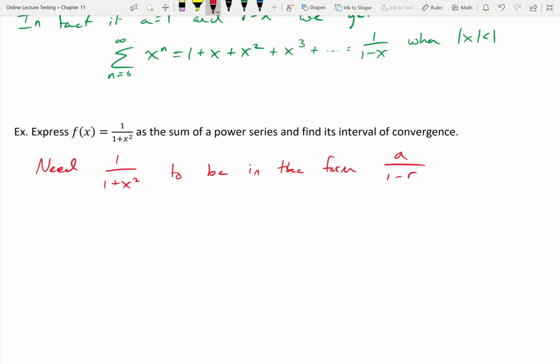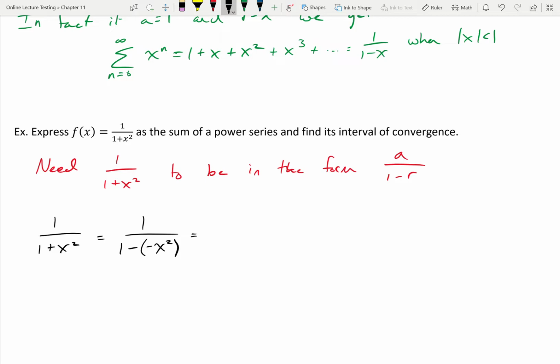All right, so let's see. Can we rewrite this? What we're doing here is seeing if we can find our a and r. Well, I need a negative in here. One way to do that is to rewrite 1 over 1 plus x squared as 1 over 1 minus, well, if I pull a negative out here, I need a negative to come back, negative x squared. Now notice here, this is distributing the negative, so that's going to be positive. So it's not negative x to the second power, it's negative x, quantity squared. So notice parentheses are very important. Well, that's all I need.